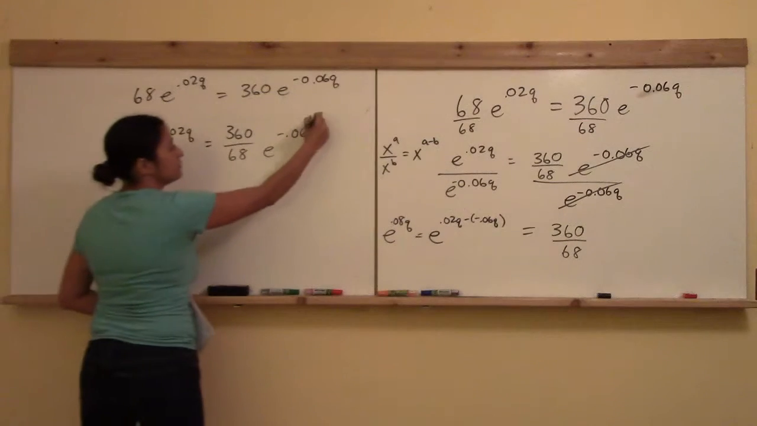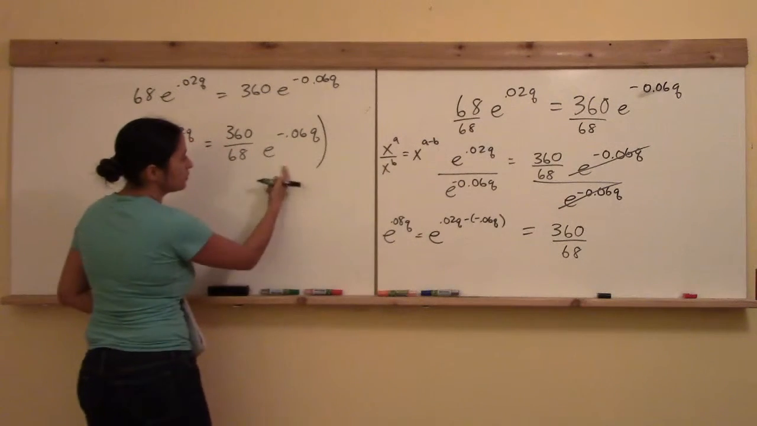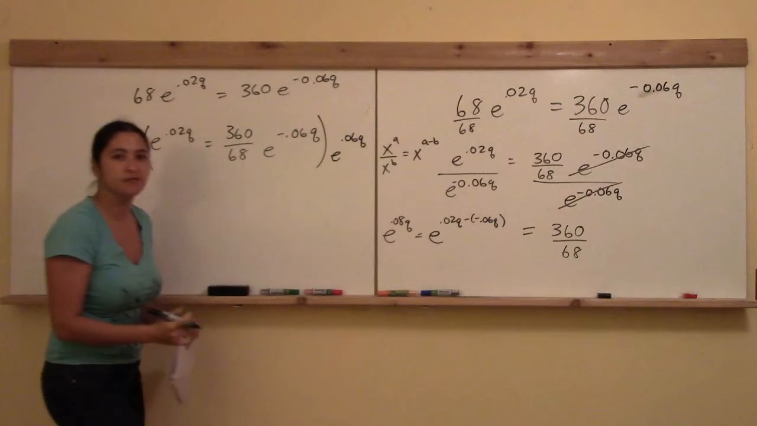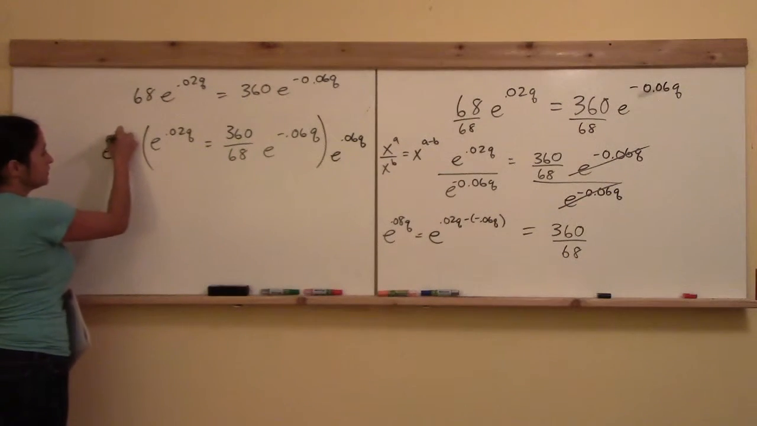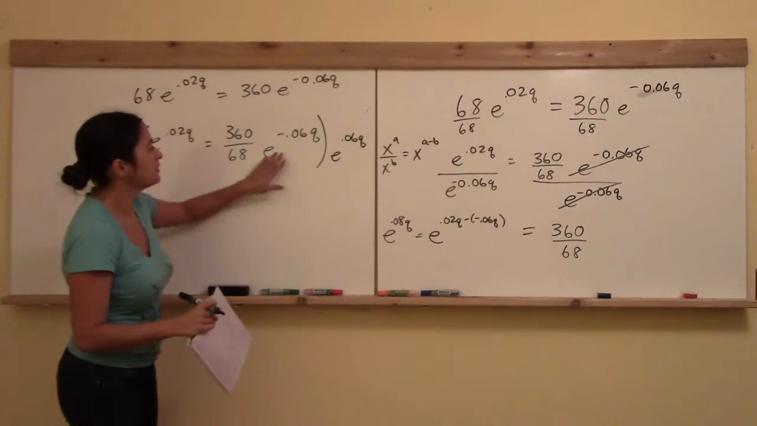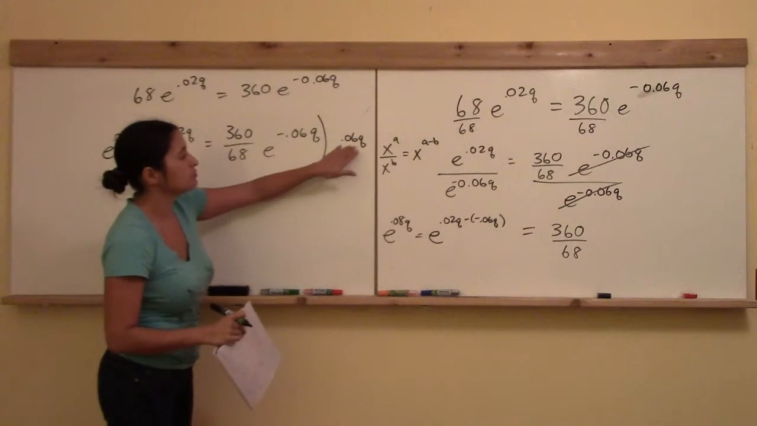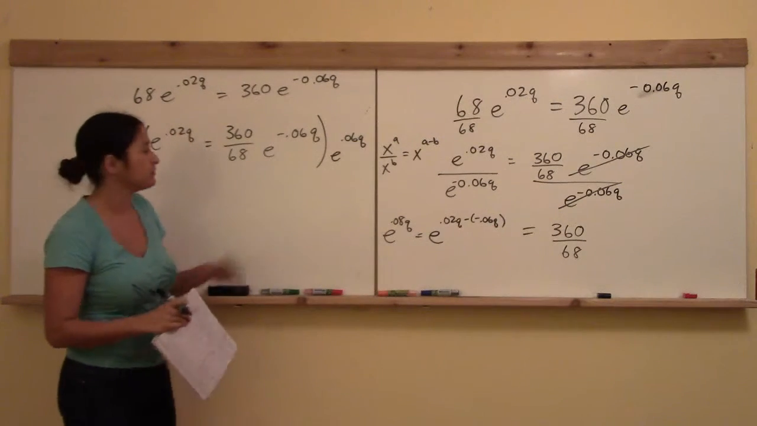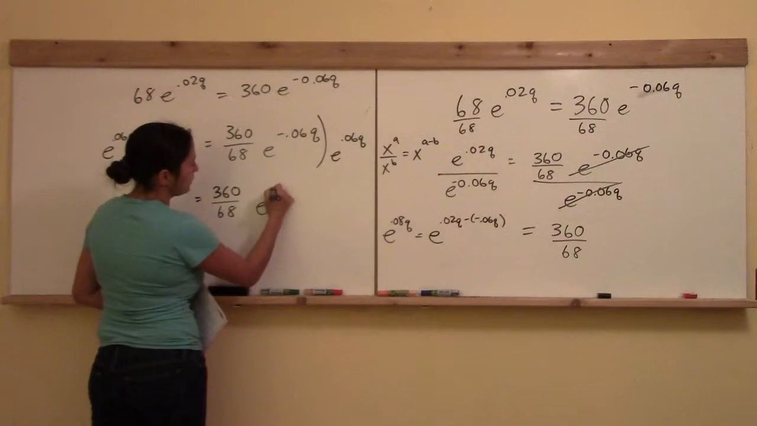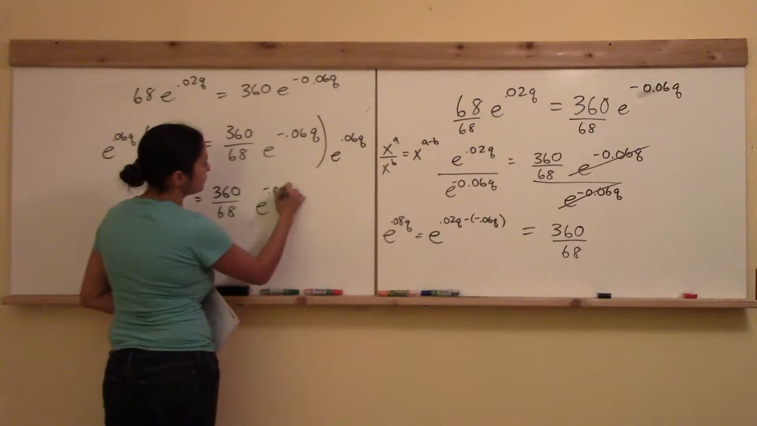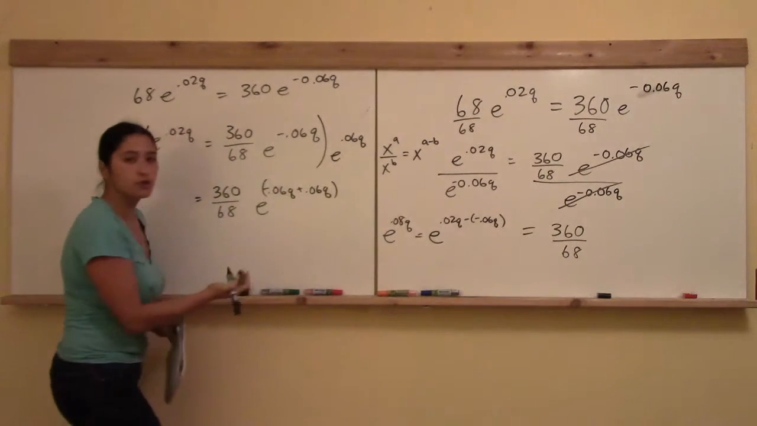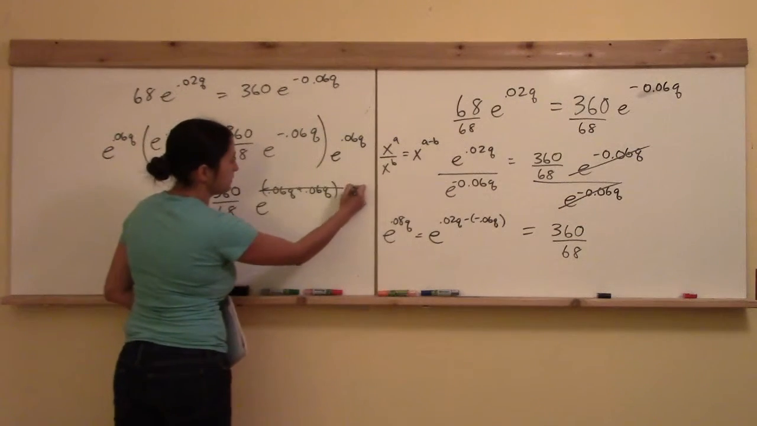The other choice we could have made here, besides dividing by this quantity, is we could have multiplied by the equivalent positive power on both sides. Okay? And why does that work out? That's the other exponent rule, where if I have x to the a times x to the b, that's x to the a plus b, right? So on this side, we would have 360 over 68, and we would have e to the negative 0.06q plus 0.06q. Okay? And this whole exponent just cancels out and becomes 0.